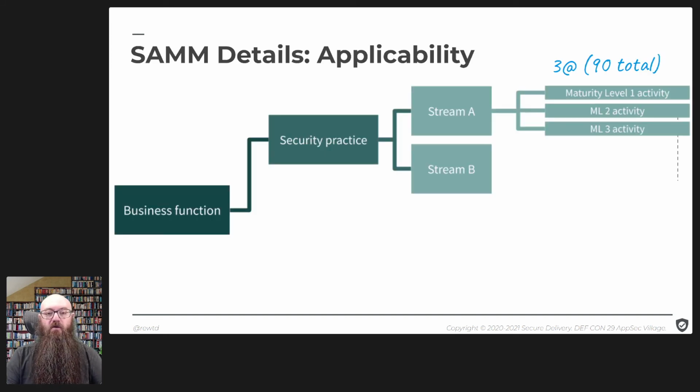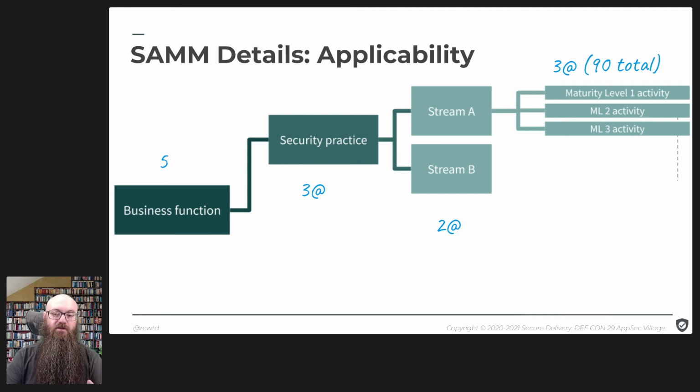SAMM is made up of 5 business functions. Each business function is a category of activities that organizations involved in developing software somehow perform. Each of those functions has 3 security practices, which are group-related security activities that support them. Security practices have 6 activities grouped in logical flows, divided into 2 streams, and split across the 3 maturity levels, giving us 90 requirements in total.